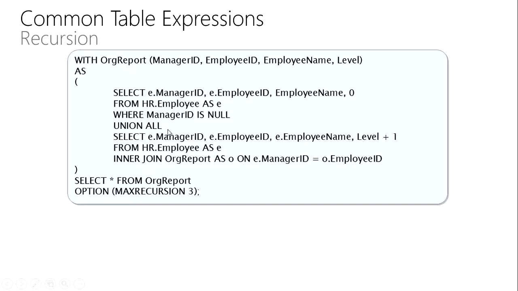Then we're back to some familiar syntax. We're using a union all statement. So we're assuming there aren't any duplicates, and if there are, we're going to include them. We're getting the manager ID, the employee name, and then we're adding 1 to the level, which was in the anchor query. So we're now up to level 1, and then the next time it would be level 2, and then level 3. And off we go and get the employees and their manager IDs.